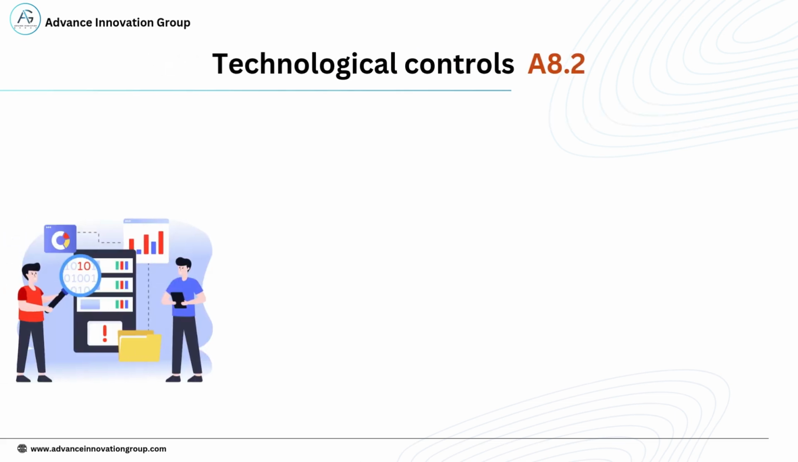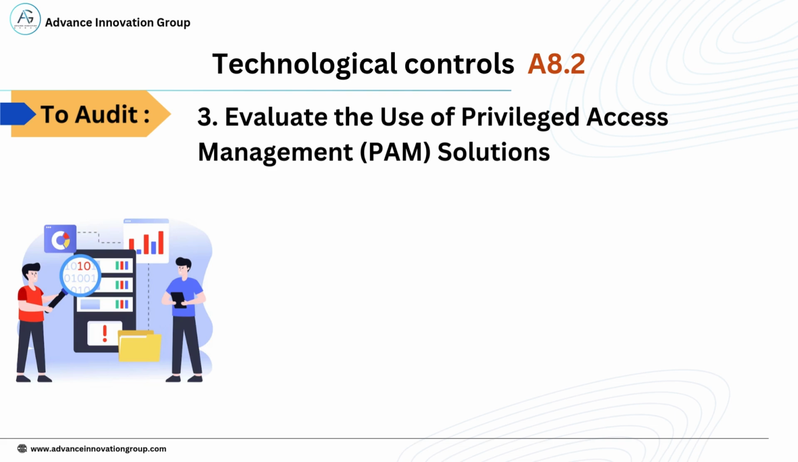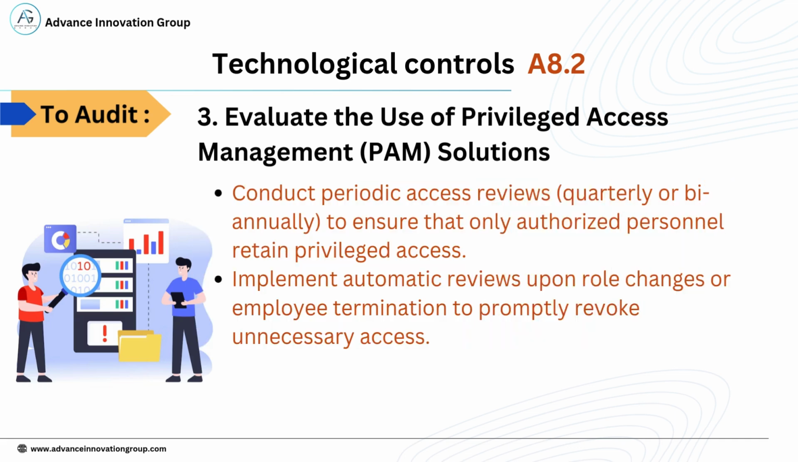Technological controls A8.2. To audit, third, evaluate access reviews. Conduct periodic access reviews, quarterly or biannually, to ensure that only authorized personnel retain privileged access. Implement automatic reviews upon role changes or employee termination to promptly revoke unnecessary access.